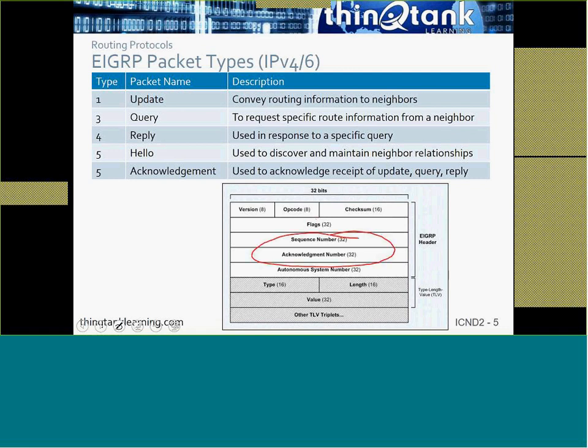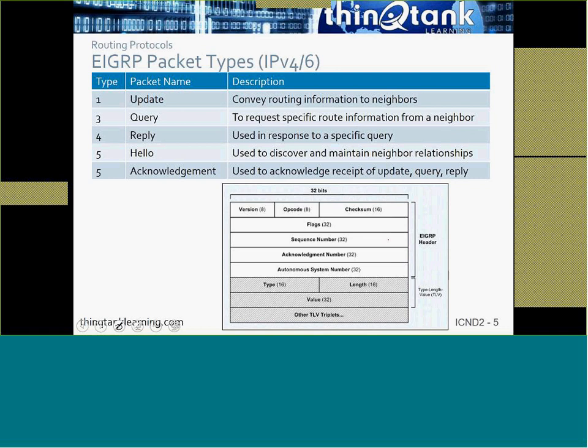Sequencing and acknowledgement. This is the reliability component to Eigrp. Remember, Eigrp doesn't use a transport layer protocol. It's not carried inside of layer 4. So in order to provide those reliable functions, we have sequencing and acknowledgements. And it works pretty much the same way that it does in TCP, right? Sequence numbers, acknowledgement numbers are directly related to sequence numbers to identify that I've received packets and so on.